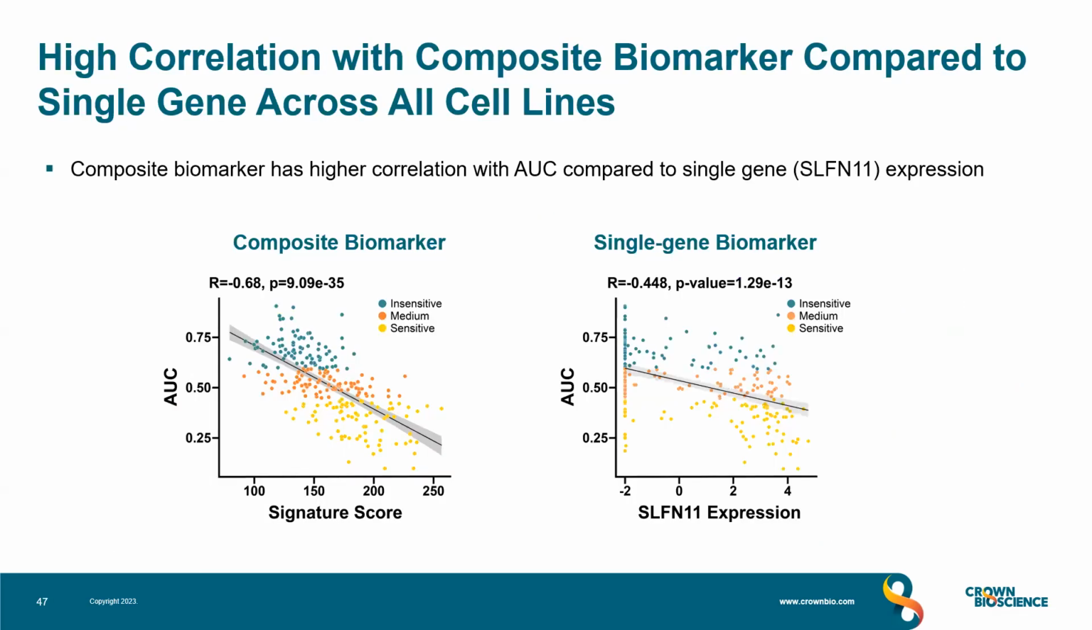And so here the data was then correlated with the area under the curve, and you can see that the signature score in all cell lines, including that middle group, correlated highly with the composite biomarker in comparison to the single gene. So while the expression of SLFN11 was the strongest single gene biomarker, the expression based on the 21 gene composite biomarker achieves a higher prediction accuracy, and so therefore there would be a recommendation.